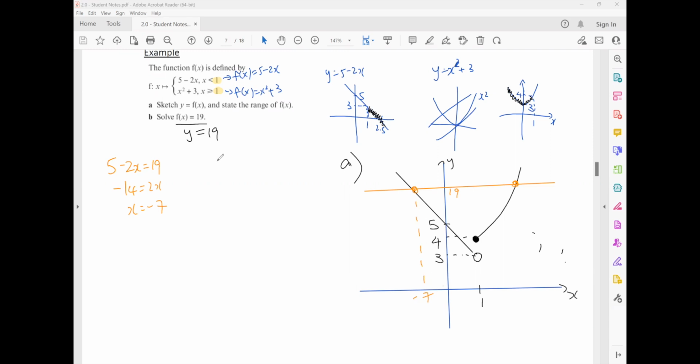Next one. x squared plus 3 equals 19. Bring the 3 over, it becomes 16. Square root of 16 is plus and minus 4. Which one do we take? Now we can see the orange line, the 19, passes through the curve on the positive x-axis. So therefore, x equals 4, or minus 4, reject the minus 4. So these two are the answers.